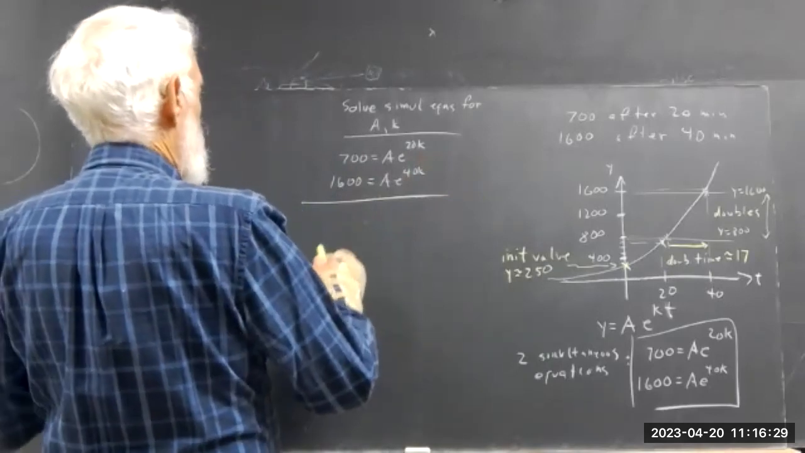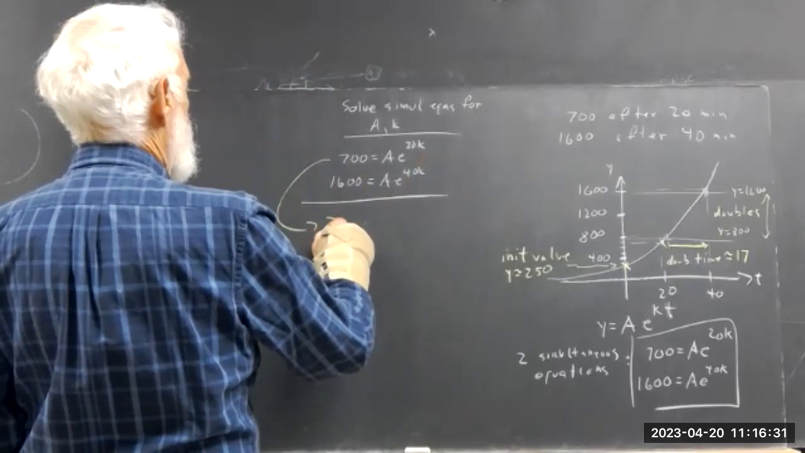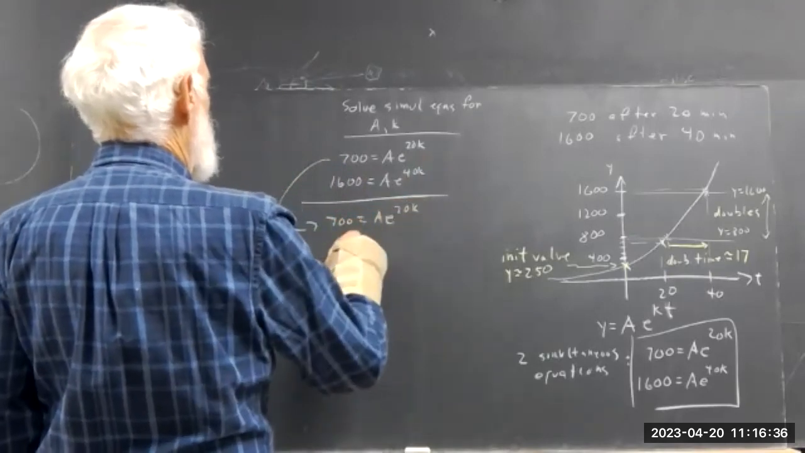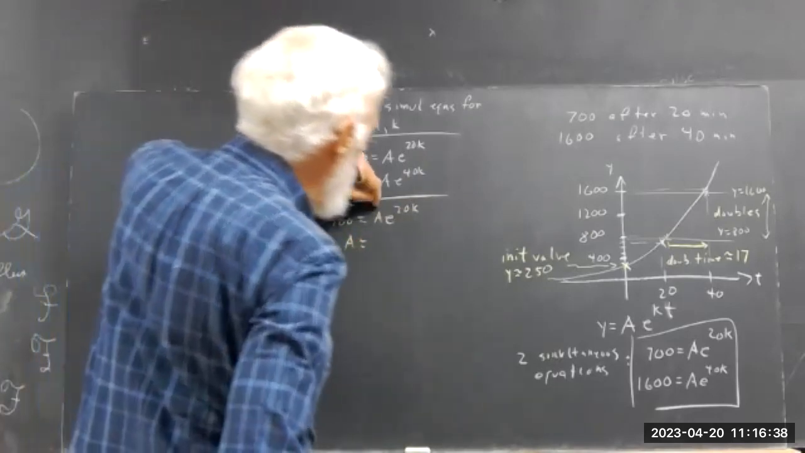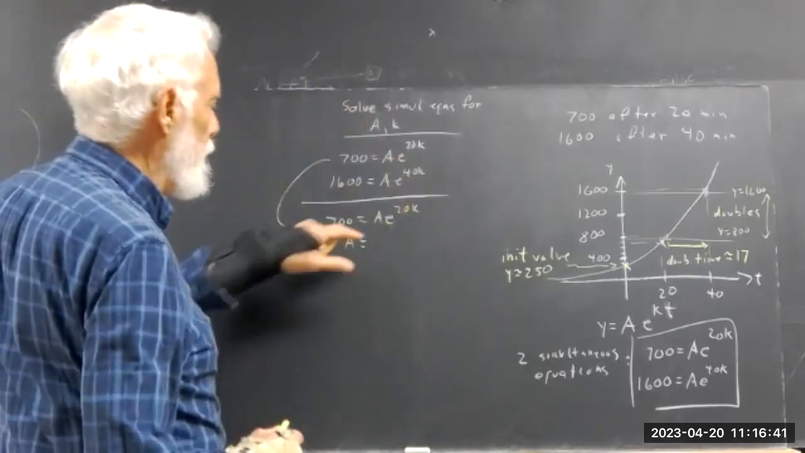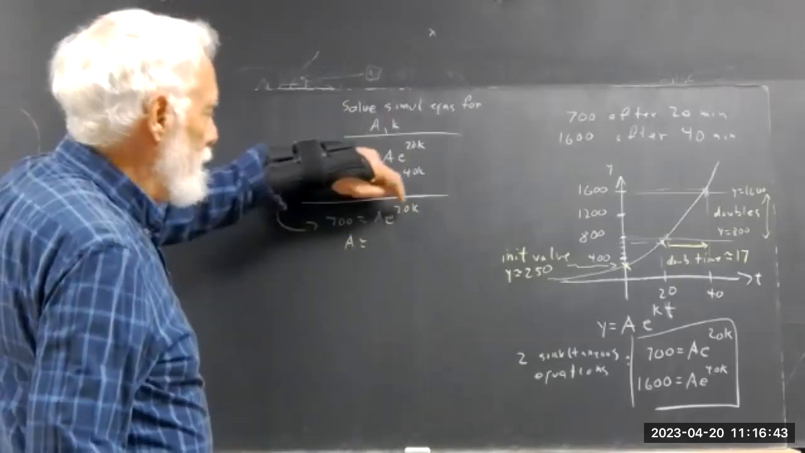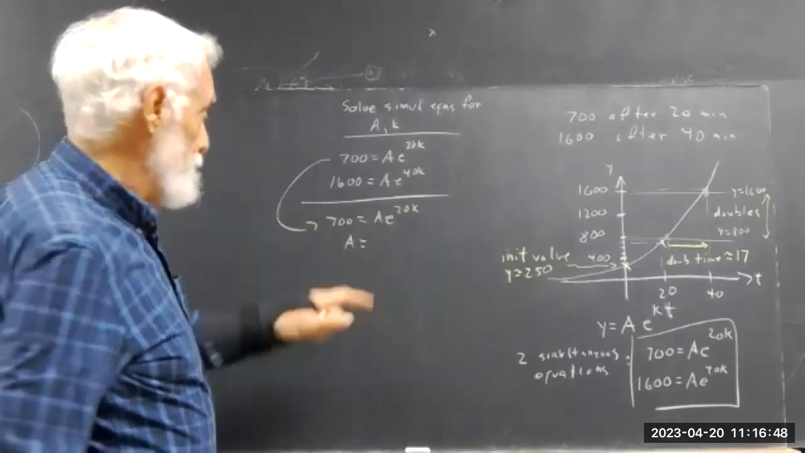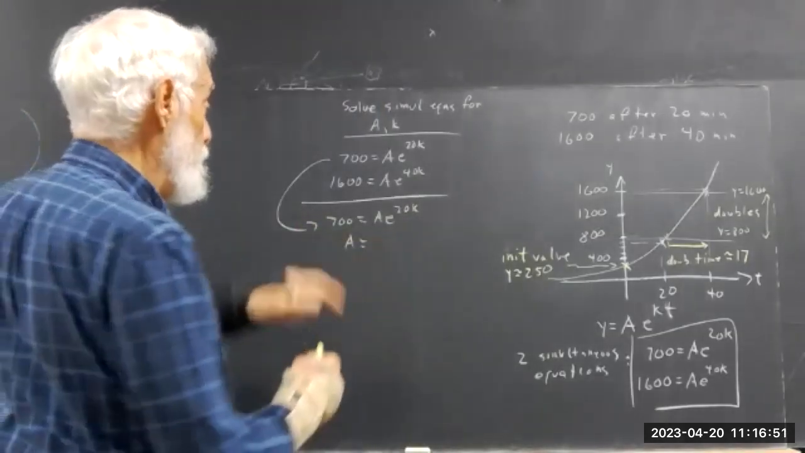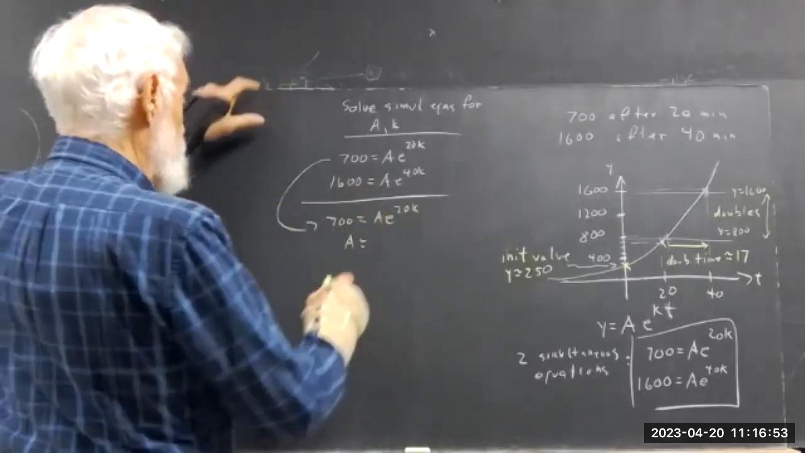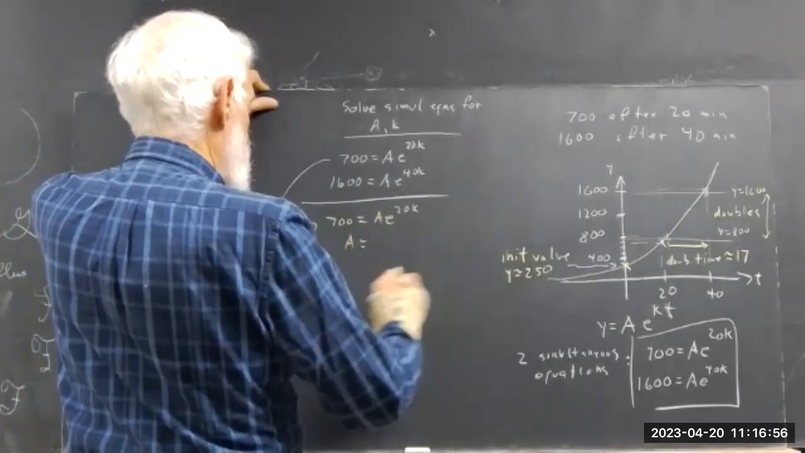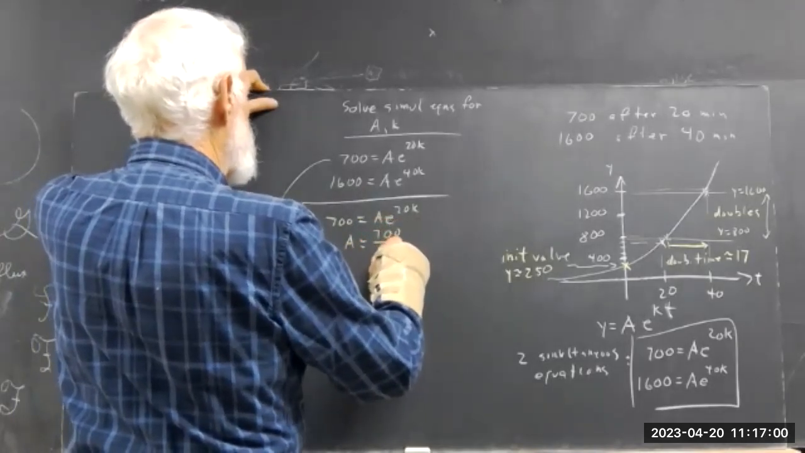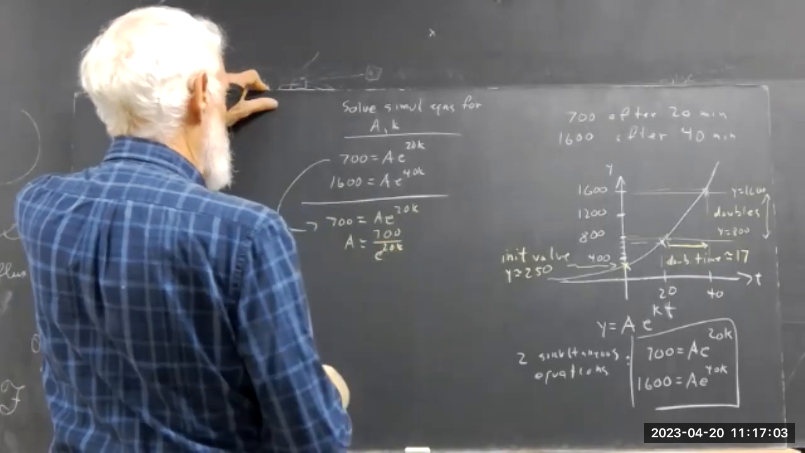We solve the first equation for one of the variables, and we're probably going to solve it for a, because solving it for k would involve logarithms and stuff. And it's just so easy to solve for a, there's no point in trying to solve for k at this point. We'll have to solve for k in the next phase, but not yet. So a is 700 over e to the 20k.